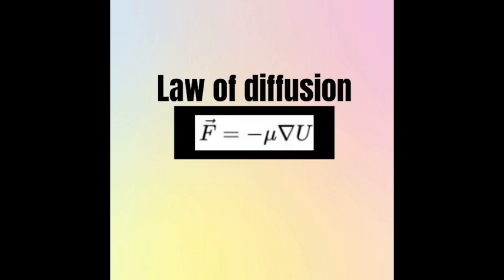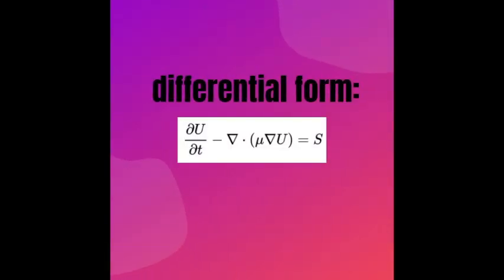Another application for calculus is diffusion, in which we use the law of diffusion, where F is flux, mu is the diffusion coefficient, and U is the state. The differential form of the conservation law for diffusion is. This can be used to calculate heat conduction, meaning the diffusion of thermal energy.